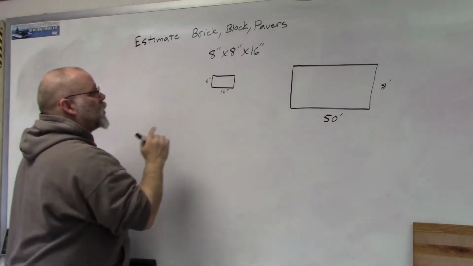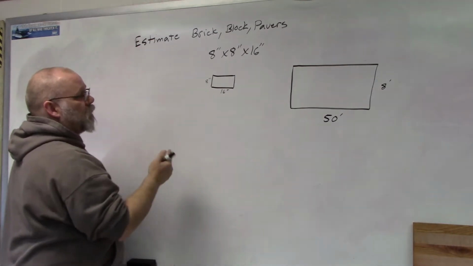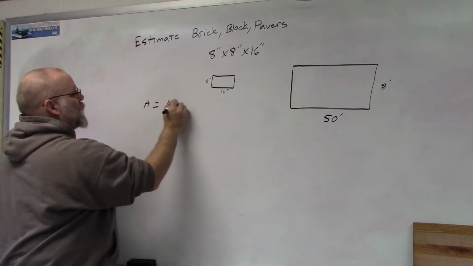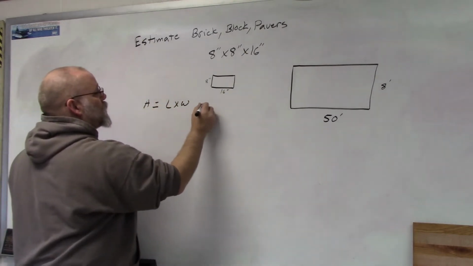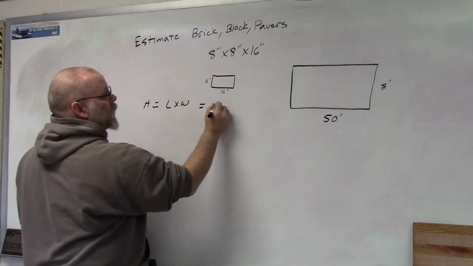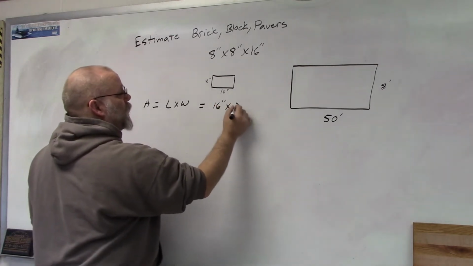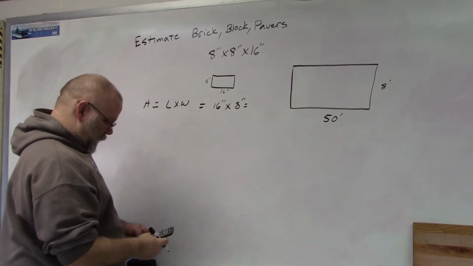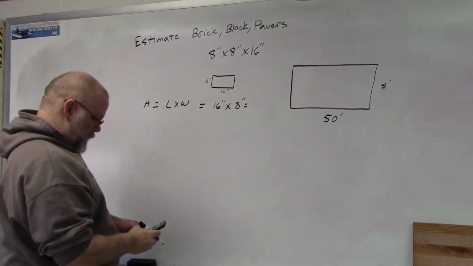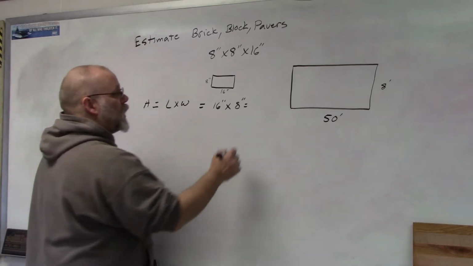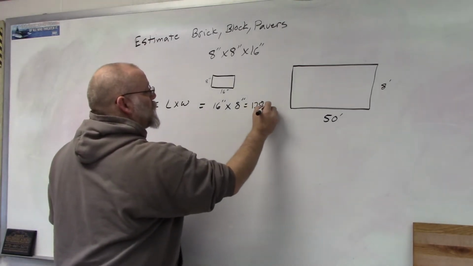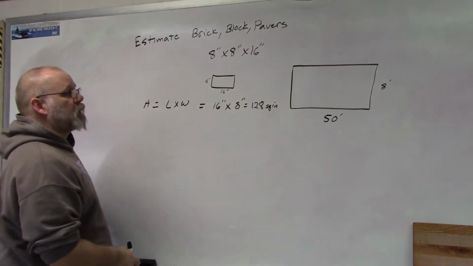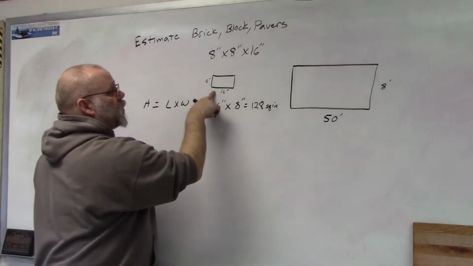Okay, so we need to find the area of that block. So area equals length times width. Our numbers would be 16 inches by 8 inches, so 16 times 8 equals 128 square inches. All right, so that's the size of the cinder block that we're going to use.